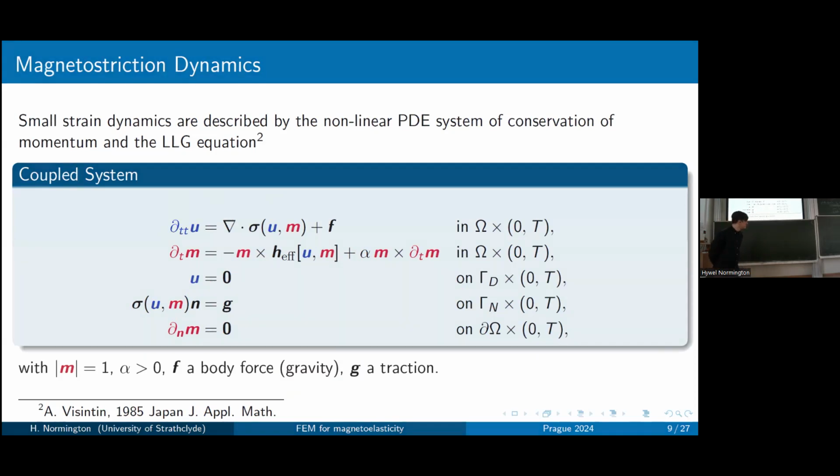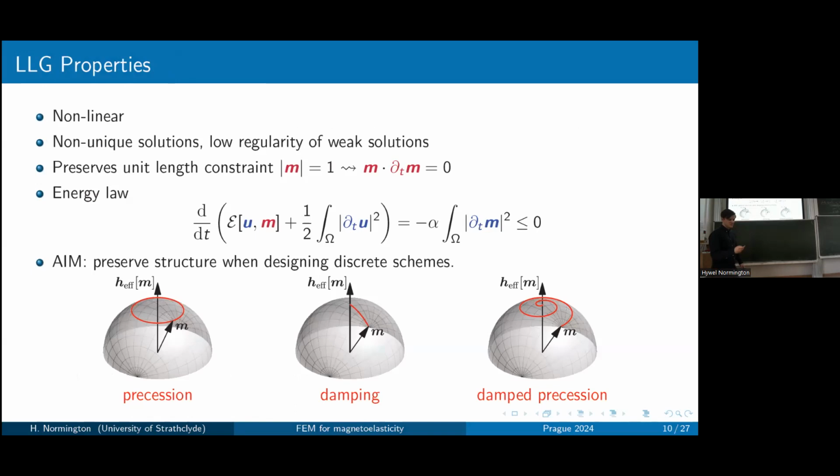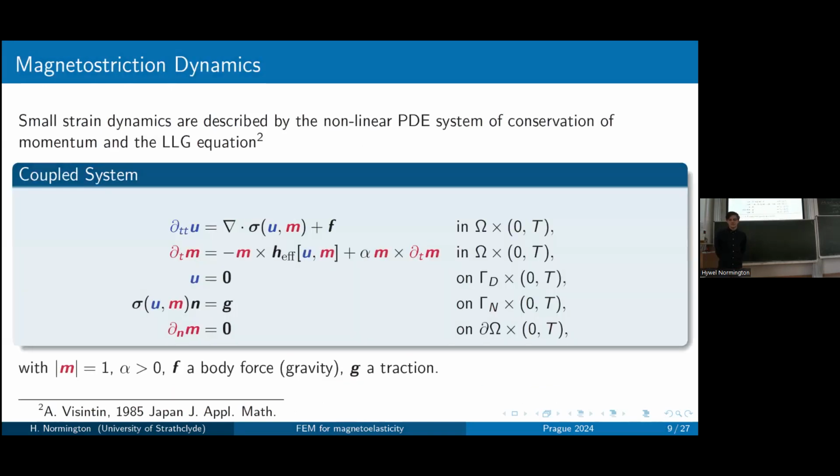And again, we now need to take into account also the unit length constraint, so it should be 1 everywhere. And F is usually just going to be gravity, which means your material will be slightly pulled down. Gravity is typically extremely weak. If you rotate your magnet, nothing really happens, which is a good thing. And G will be some traction.